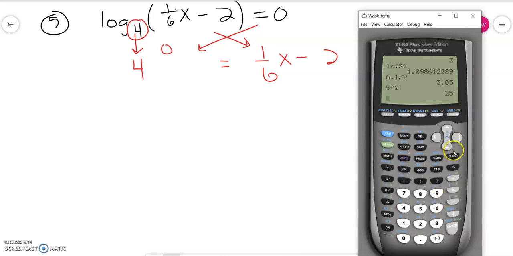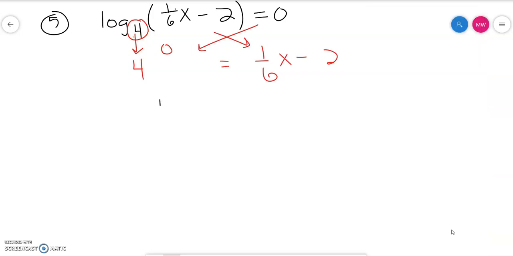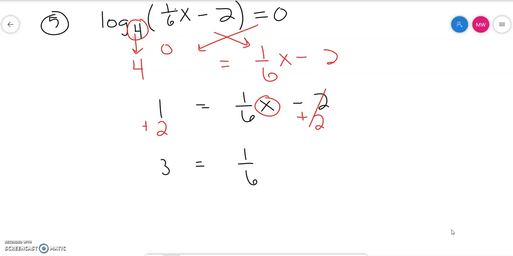So 4 to the 0 power equals 1 over 6x minus 2. Now we're going to get our calculator out and do some math here. I'm going to start by computing 4 to the 0th power. 4 to the 0th power is 1. So I have 1 equals 1 over 6x minus 2. And we just have to keep going through this thing and getting x by itself. So I'm looking over here where the x is, and I know I need to get rid of that minus 2. So to move it to the other side, I'm going to add 2 on both sides. That gives me 3 equals 1 over 6x.